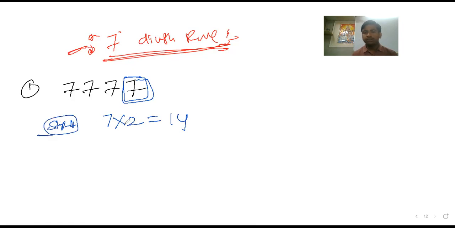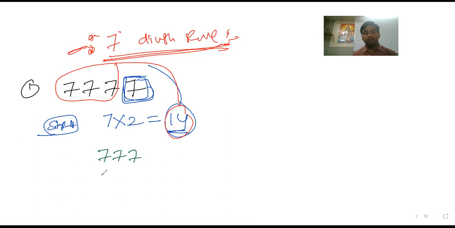Take the last digit and multiply it with 2, and you'll get 14. You'll get some number, and that you subtract from the rest of the numbers. So what is the rest of the number? 777. You must subtract it from the rest of the numbers.